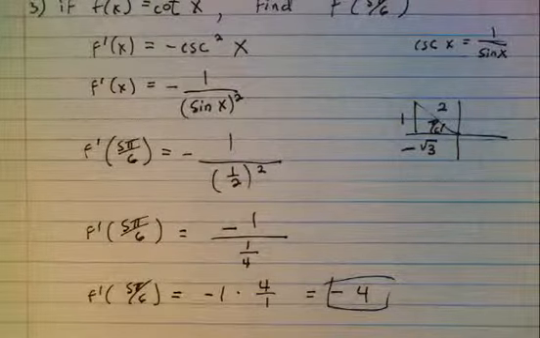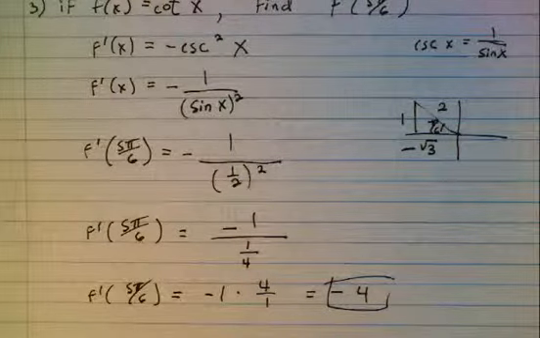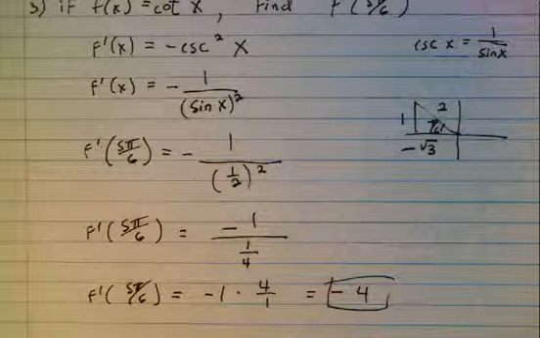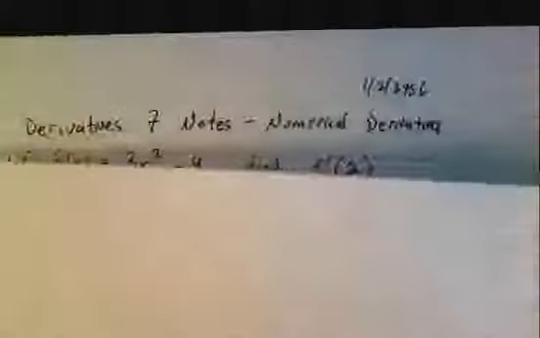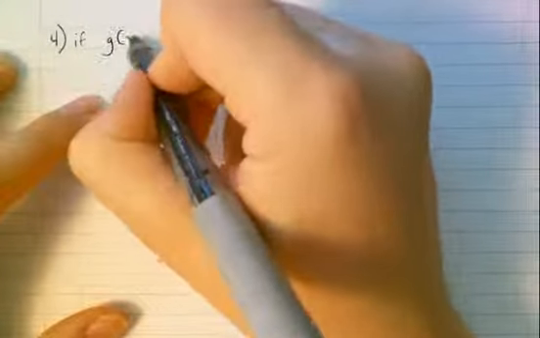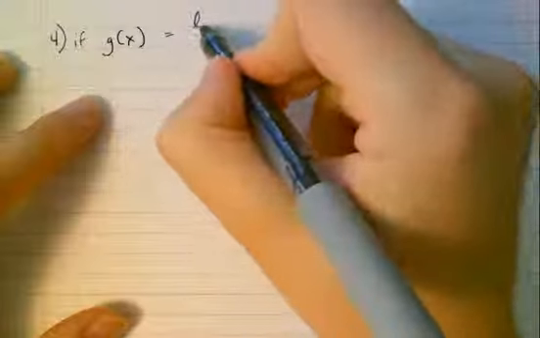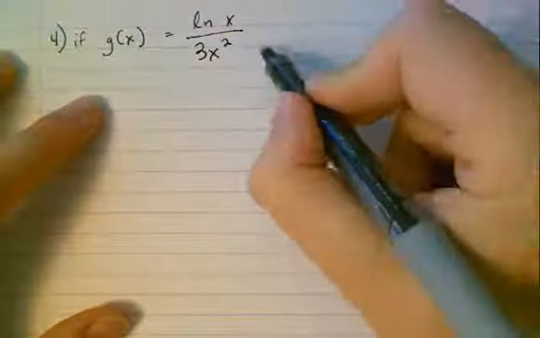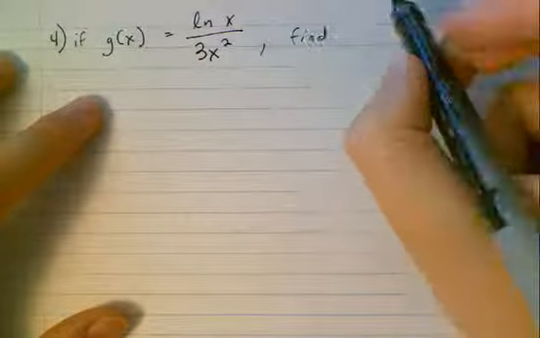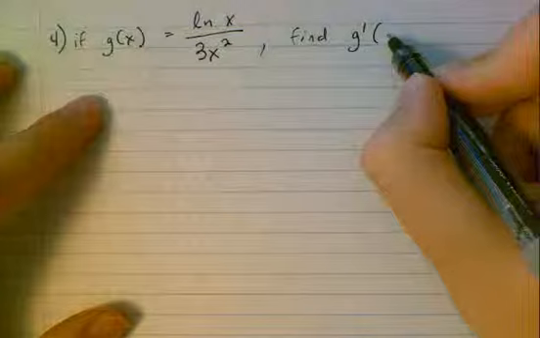Some of these get a little bit nasty to do by hand, but it's still important to be able to do them because half of the AP test doesn't permit you to use your calculator. So let's try one that looks a little bit ickier. Let's say some function g of x is the natural log of x over 3x squared.